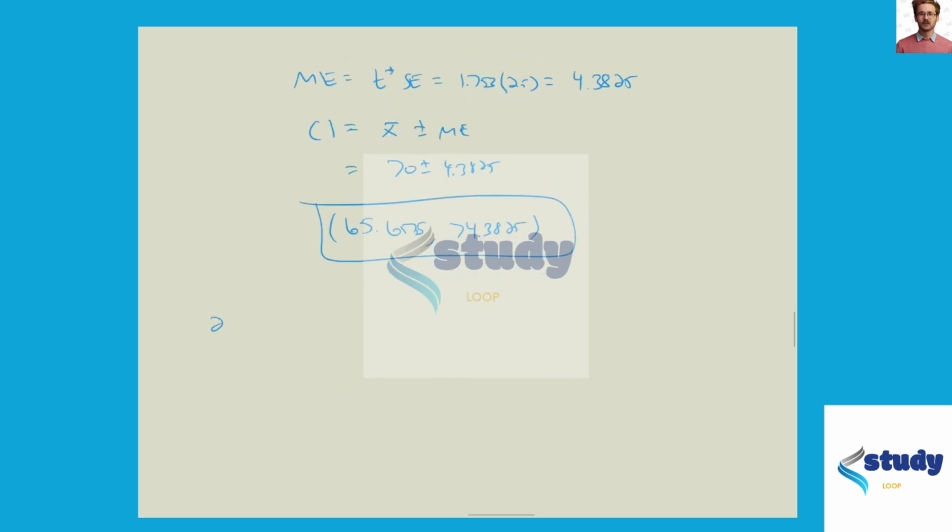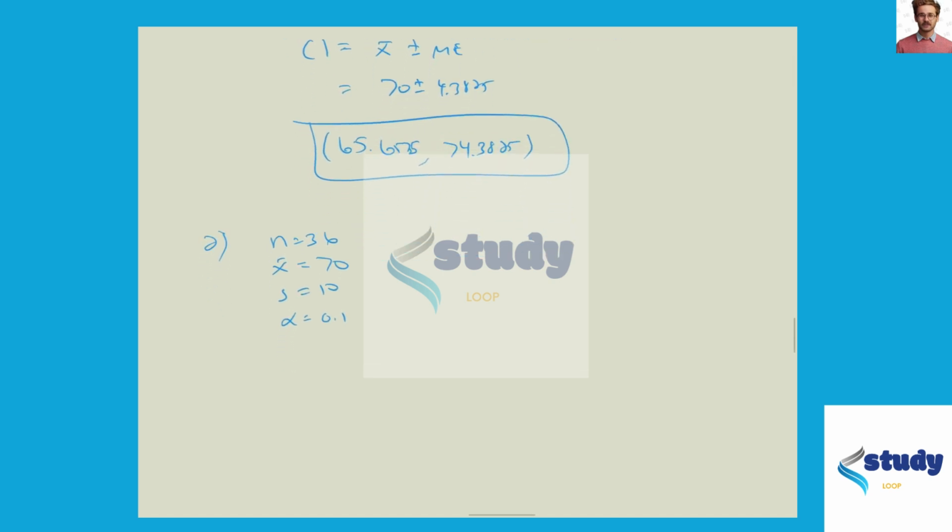There was a second question. If n equals 36, the sample mean being 70, the standard deviation 10, and a confidence level of 90%, then alpha is 0.1. Since the sample size here is greater than or equal to 30, then we can use the z-distribution to find the critical value. The critical value for a 90% confidence level is about 1.645.